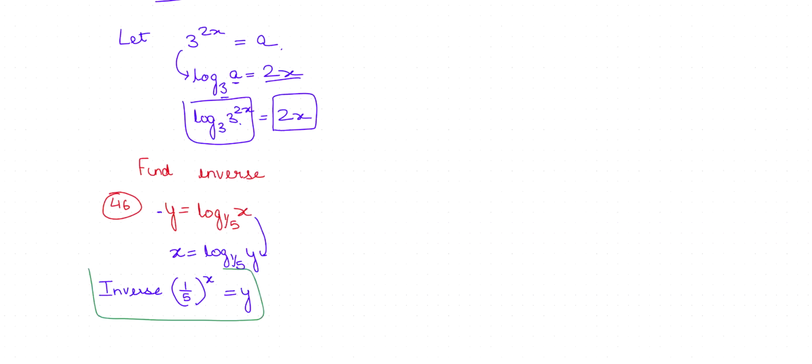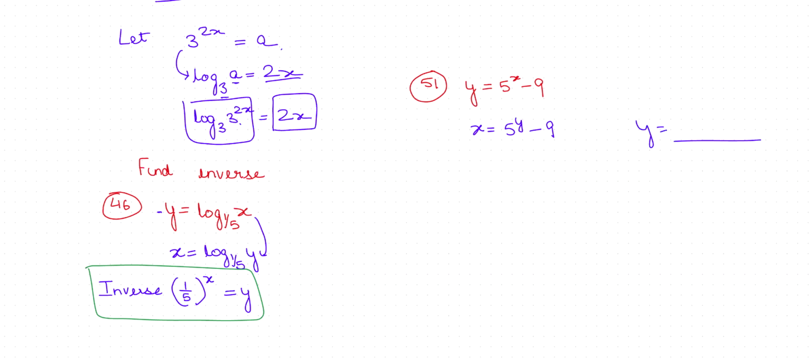Let's do one more problem. So we have to find the inverse of this. So first let's change y to x and x to y. And because we have to write the equation of y on the left and everything else on the right, basically y in terms of x, let's take 9 on the left side. So this becomes 5 raised to power y is equal to x plus 9.